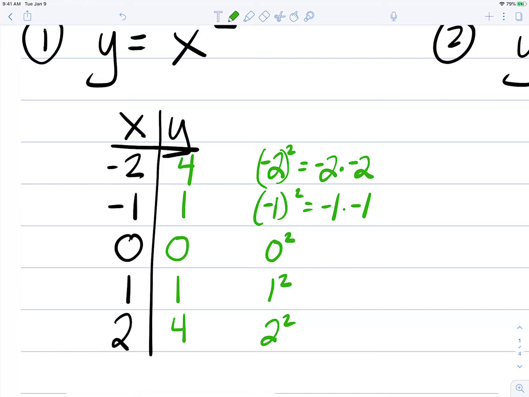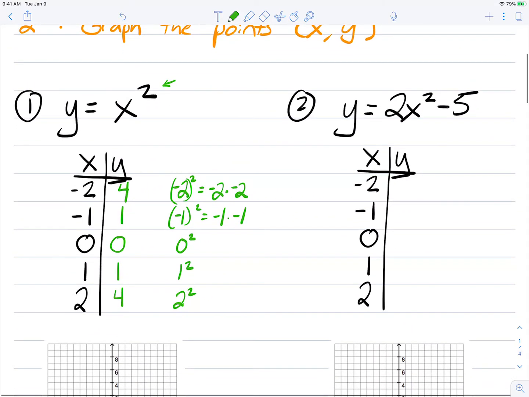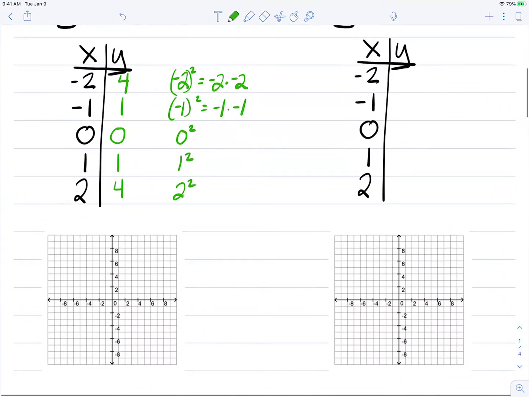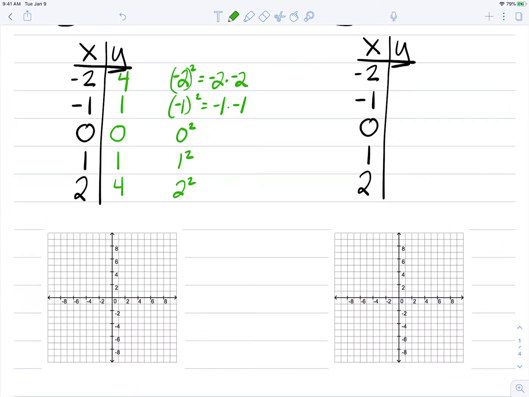Now, as you go, you will start seeing a pattern. There is a pattern to quadratics. Now, if I were to graph these, the first point says -2, 4. That means I'm going to go left 2 and up 4. So if I go left 2 and up 4, that's that dot right there. For -1, 1, I'm going to go left 1, up 1. 0, 0 is the origin. 1, 1 is right 1, up 1. And 2, 4 is right 2, up 4.